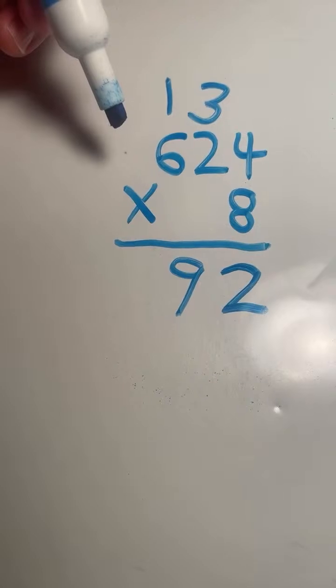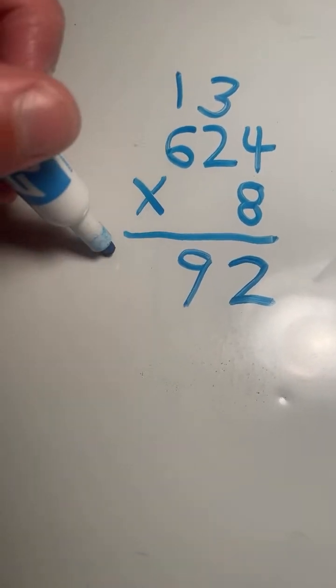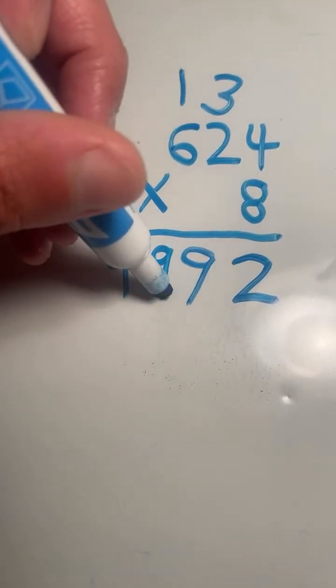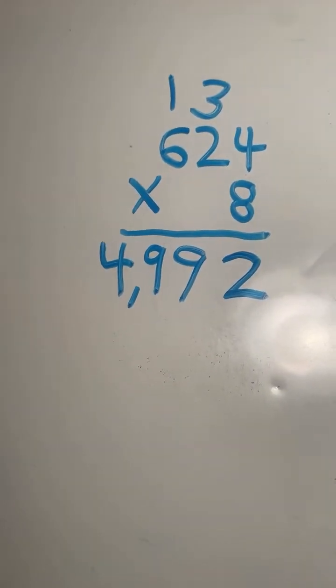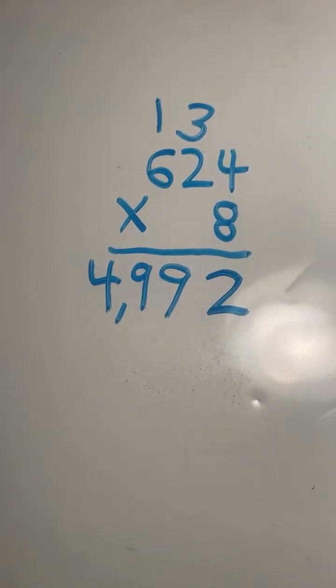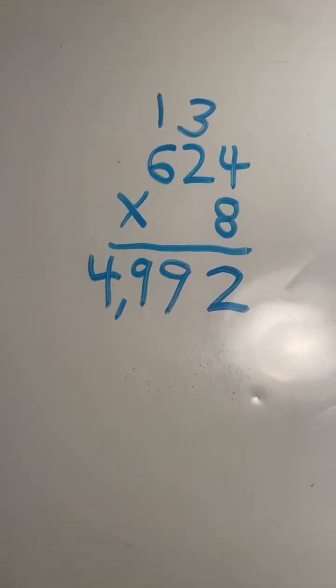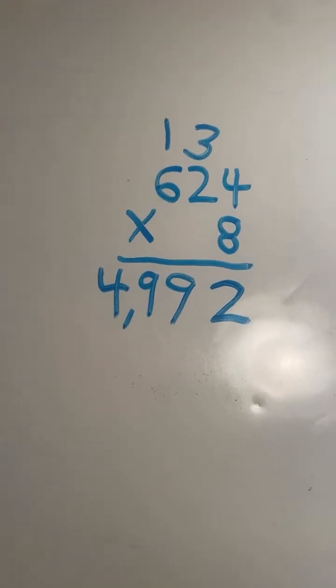6 times 8 equals 48, plus 1 equals 49. And we have our final answer: 624 times 8 equals 4,992.